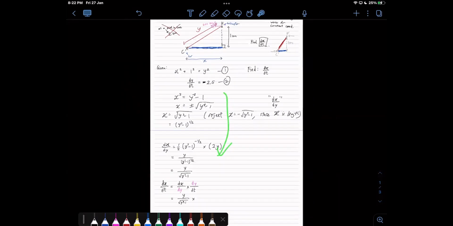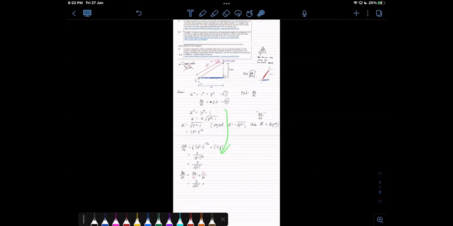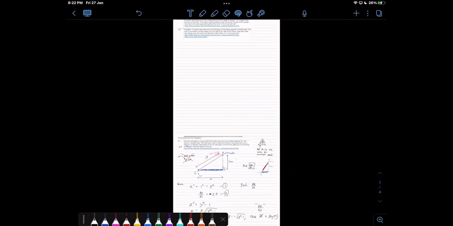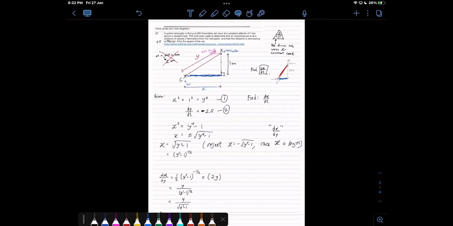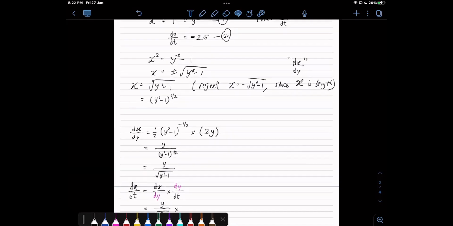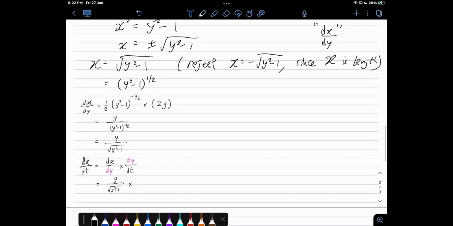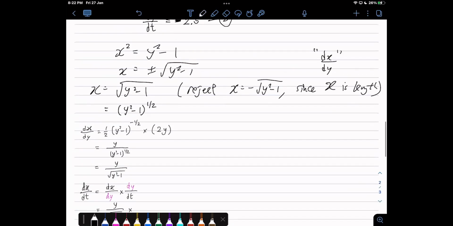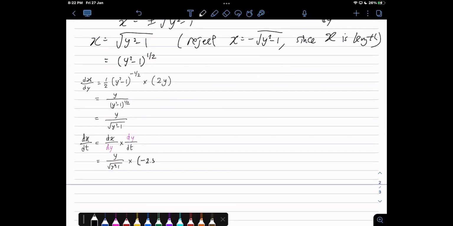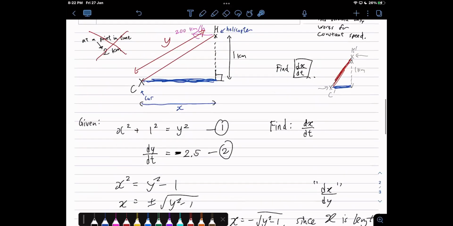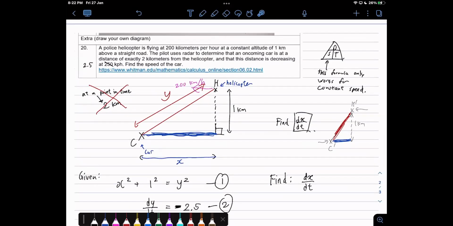Let me try and squeeze everything on one page. This is a bit messy. Okay, something like this. Okay, wow, messy. Let me write it neatly. Okay, then carry on. And dy by dt was what again? It was negative 2.5. So bracket negative 2.5. But sorry, this negative 2.5 only occurs when what happens? When it's exactly 2 kilometers from the helicopter.